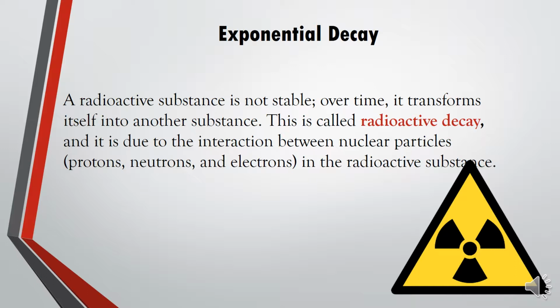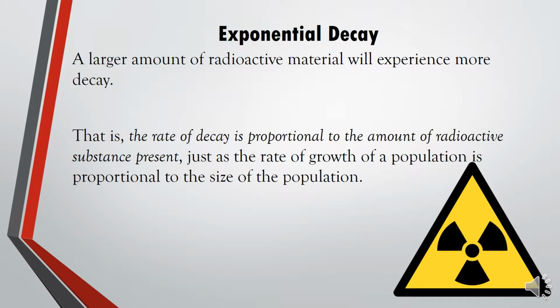And radioactive decay is caused by the interaction between nuclear particles, like protons, neutrons, and electrons, that are in that radioactive substance. So it makes sense that if you have a larger amount of radioactive material, it's going to experience more decay. The more that you have, the more decay it's going to experience. And said mathematically, the rate of decay is proportional to the amount of radioactive substance present, just like we saw in the last section, where the rate of growth of a population was proportional to the size of the population.